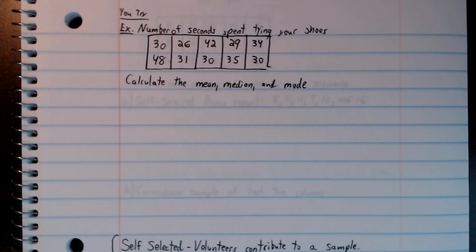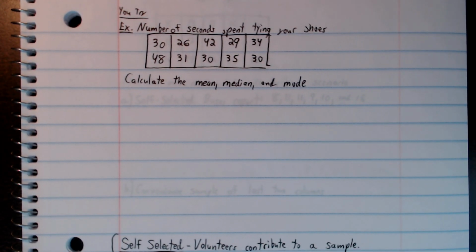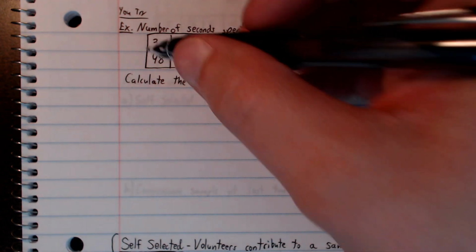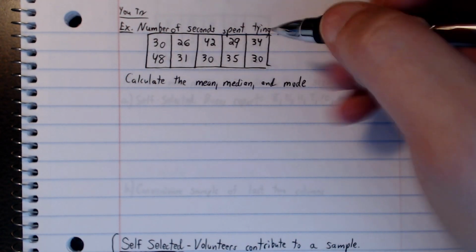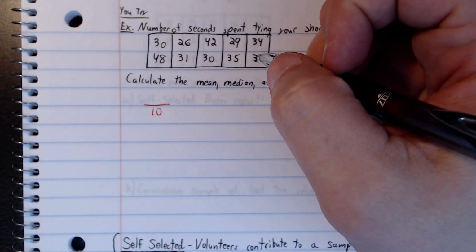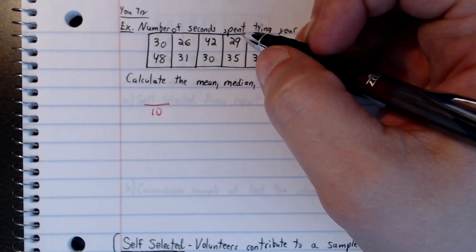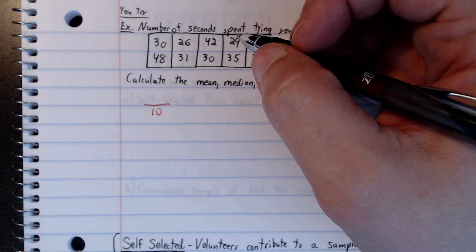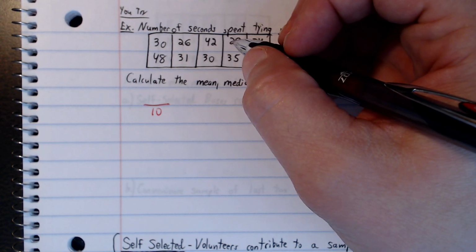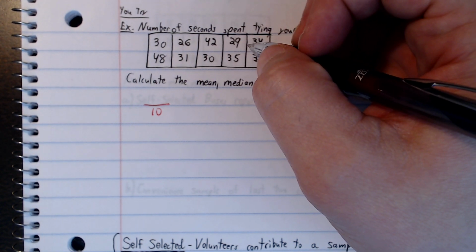So here's one for you to try. Fewer numbers, calculate the mean, median, and mode. Pause and resume when you're ready to check. All right, so let's see. We have a total of, let's see, 10. We need to find the sum here. So again, just typing away, get those numbers added up.